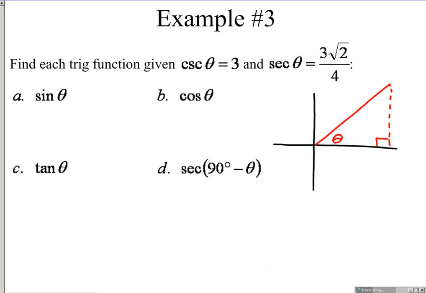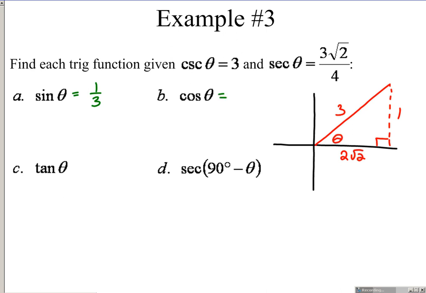Cosecant, which is the reciprocal of sine, is hypotenuse over opposite. And now we can use Pythagorean theorem to find the third side. We get 3 squared is 9, minus 1 is 8, root 8 is 2 root 2. So there's our triangle. Once we have a triangle, we should be able to evaluate whatever trig function we want to. What is the sine going to be equal to? Opposite over hypotenuse. We could have also gotten that just from knowing our reciprocal identity. Reciprocal of 3 is 1/3.